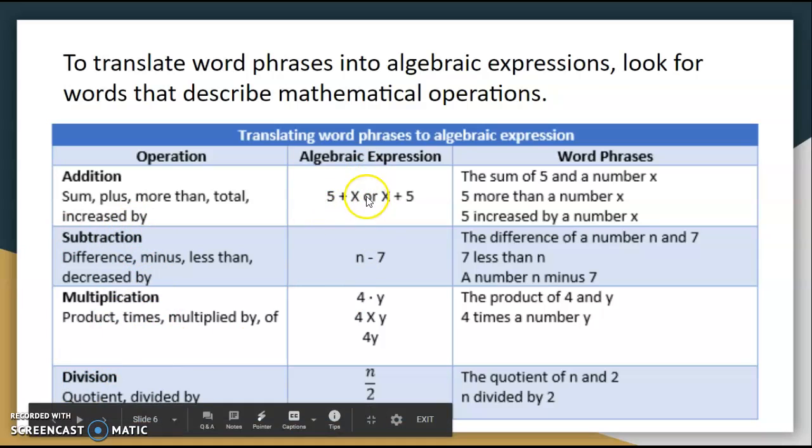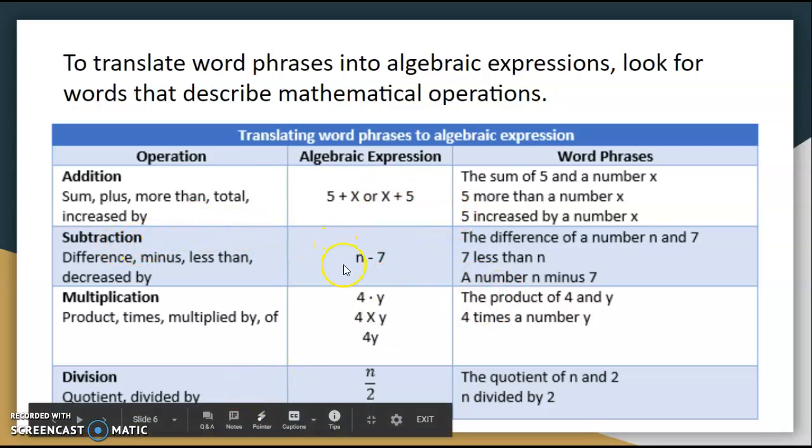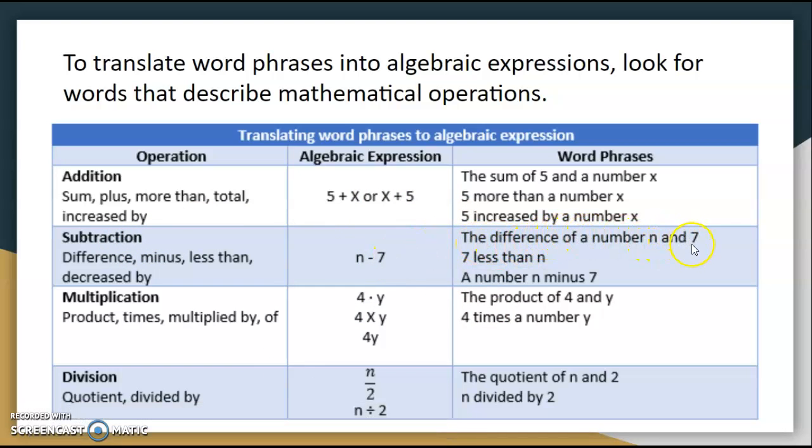And using these in algebraic expressions. So an algebraic expression, remember, is an expression that uses a variable or a letter. So 5 plus x, or x plus 5, can be read in the word phrase, the sum of 5 and a number x. Or 5 more than a number x. Or 5 increased by a number x. So all of these word phrases represent this single algebraic expression. Same with the subtraction. So n minus 7 can be read as the difference of a number n and 7, or 7 less than n, or a number n minus 7.